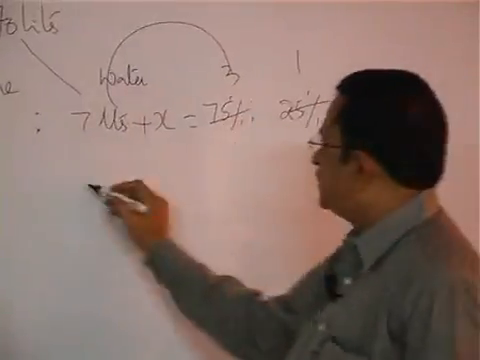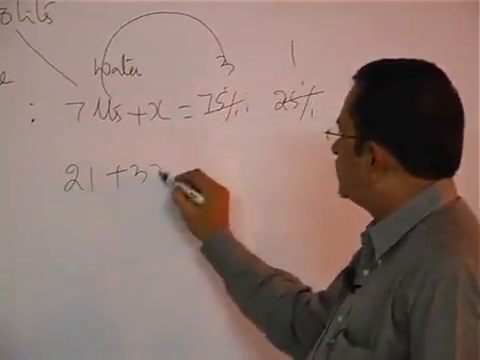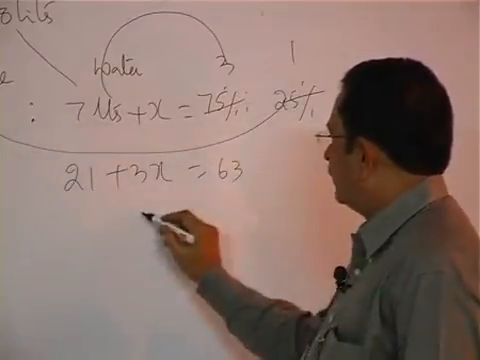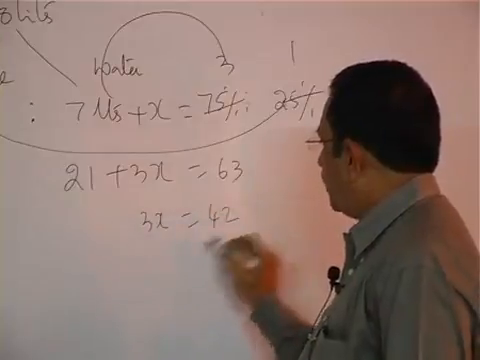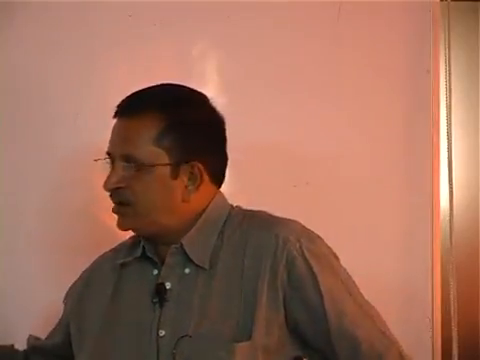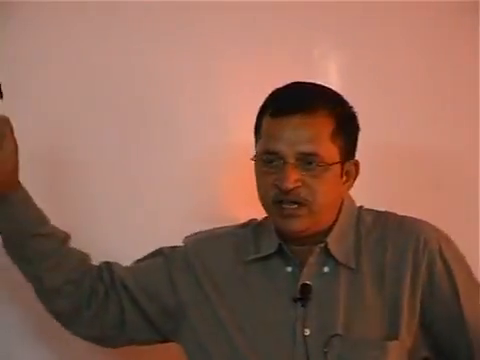Product of the means, 3 sevens are 21 plus 3x, is equal to product of the extremes, 63. 3x equals 42, which means x is equal to 14. X is equal to 14 means how many liters of water is added? 14 liters of water is added. Any problem, read once. In the primary data, any data is available to solve directly. Next.